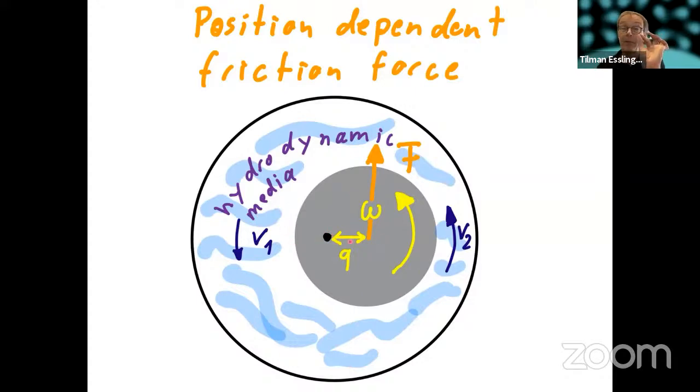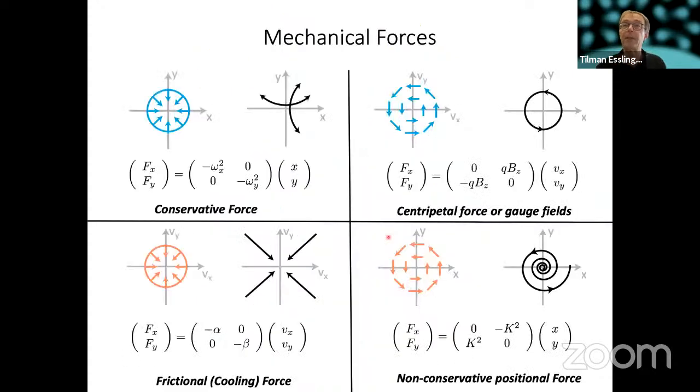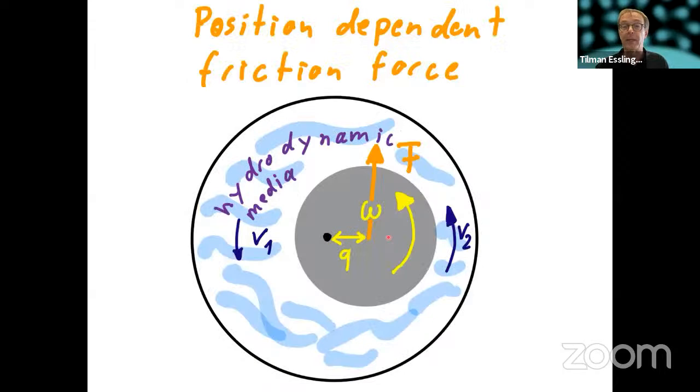If you slightly go away from the center, since it's a hydrodynamic medium, you will have a larger velocity here and a larger friction force here, which will give you a total force, the friction force, upwards. And this friction force is position dependent and not, as we often associate, velocity dependent. And on this previous view graph were the different mechanical forces and how they are categorized. And this non-conservative positional force is analogous to our observation.